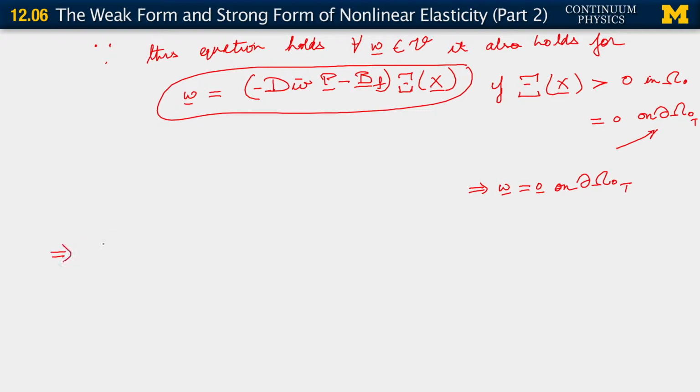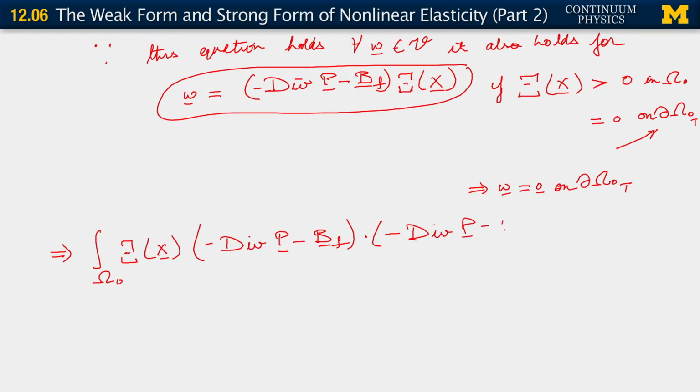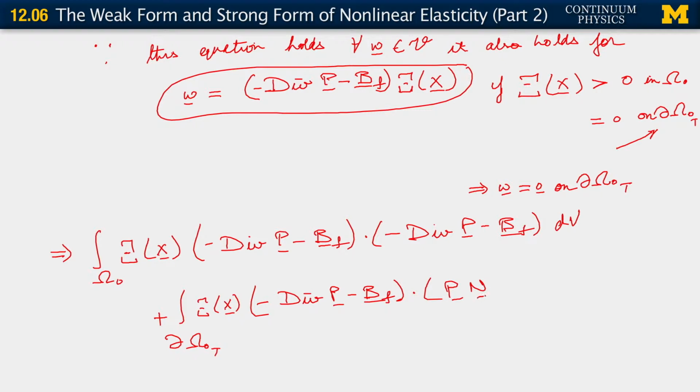We get integral over omega naught chi function of x times divergence of P minus divergence of P minus BF dotted with itself dV, plus for the second integral, the one on the traction boundary, we get chi x times minus divergence of P minus BF dotted with Pn minus T dA, all equal to 0.